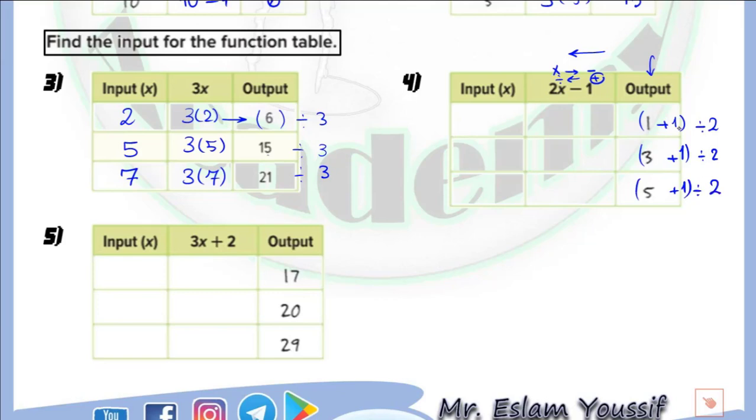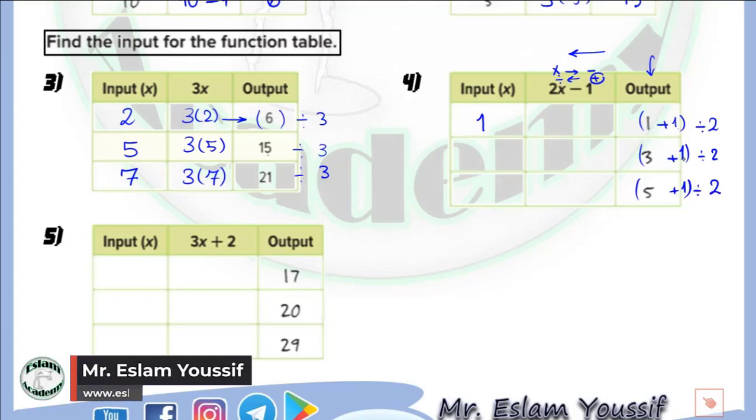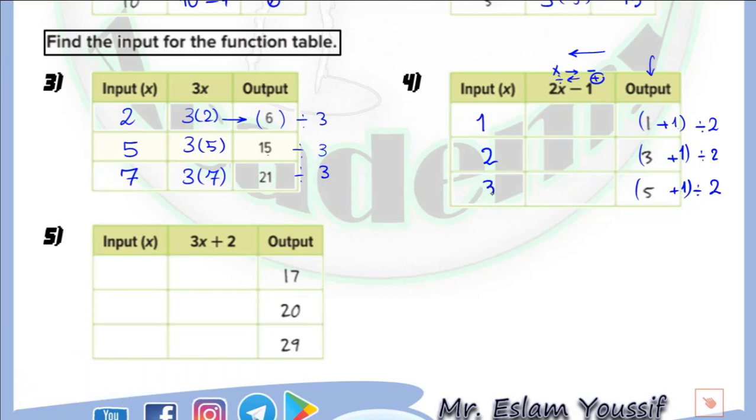1 plus 1 equals 2. Divided by 2 equals 1. 3 plus 1 equals 4. Divided by 2 equals 2. 5 plus 1 equals 6. Divided by 2 equals 3.